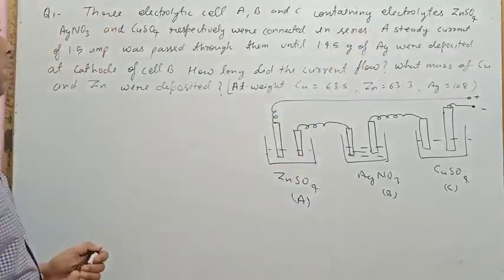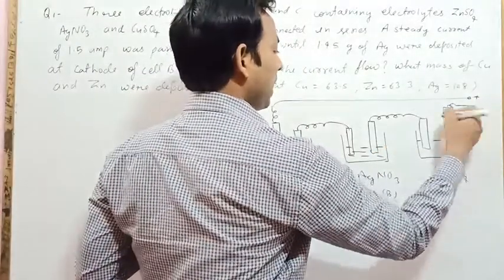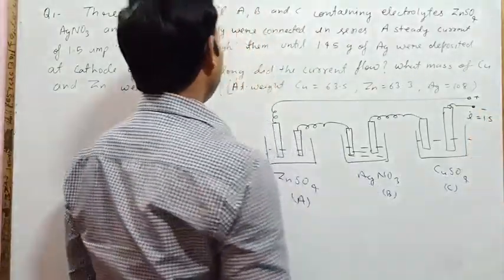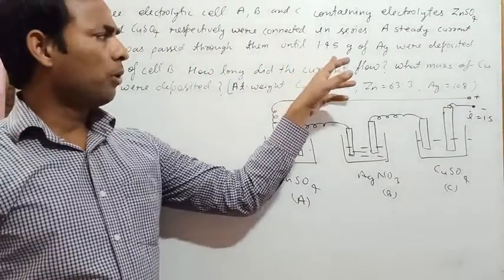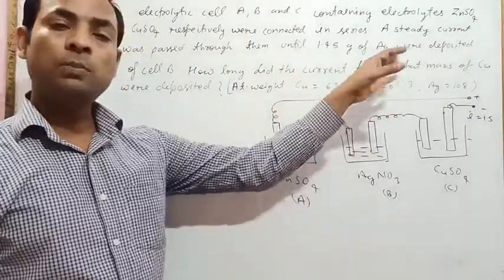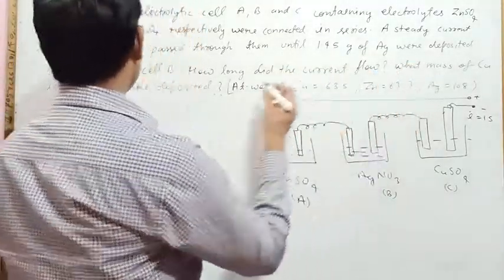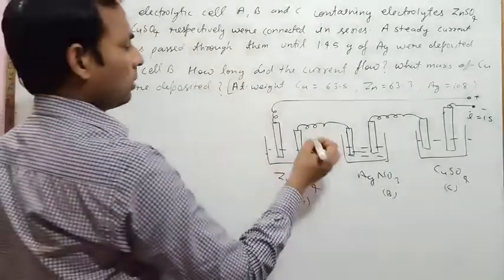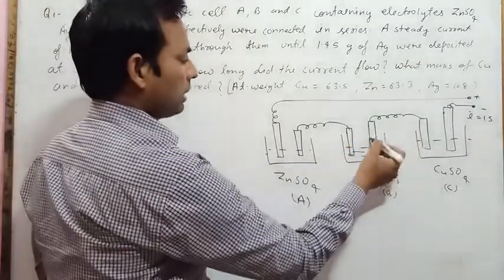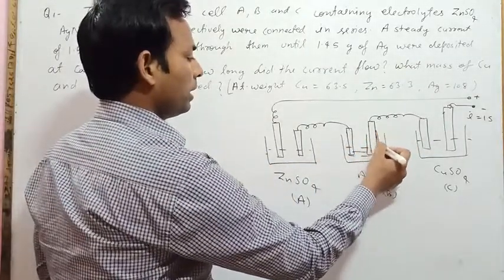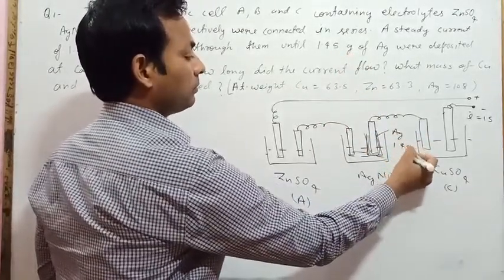A steady current of 1.5 ampere was passed through them until 1.45 gram of silver was deposited. It means current I equals 1.5 ampere is passed through this solution, and 1.45 gram of silver is deposited on the electrode at the cathode of cell B. So this acts as the cathode. The silver is deposited here. How much? 1.45 gram.